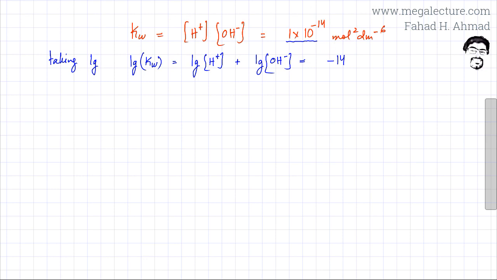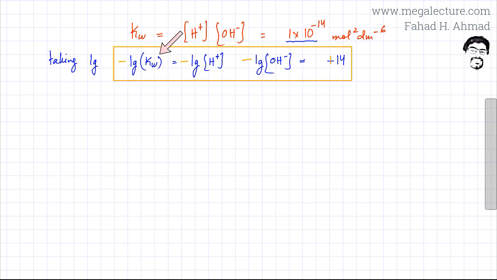Another thing that I'm going to do, and I'm going to explain that later, is I'm going to multiply everything by a minus 1. So this would become minus log of H plus 1. Let's rub this sign off, because this would also become minus log of OH minus 1. And this value over here is going to become plus. So this over here is the expression that I get when I take the log of this Kw, water constant.